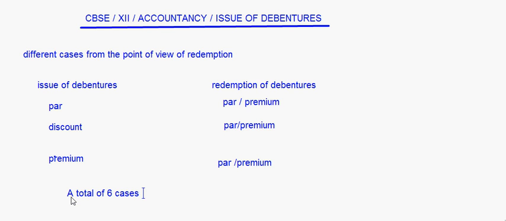From this you can see that the redemption of debentures is never done at a discount. It is at par or at premium, right? Okay. Now we are going to look at the journal entries of all the 6 cases. Now here, first of all, debentures issued at par and redeemable at par.